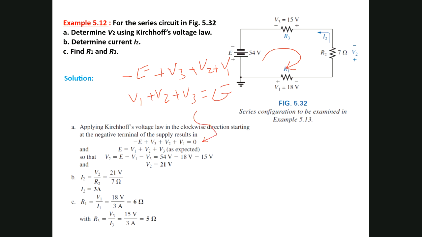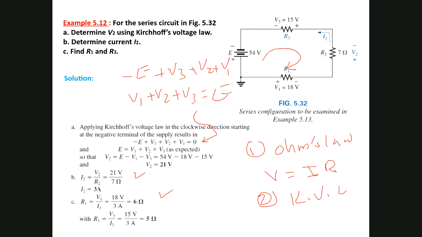Then you can find the I1, I2, and the other unknowns by using Ohm's law. So this is the idea of the Kirchhoff voltage law. Now we have two ways to find the voltage. One, by using Ohm's law, I can find the voltage, which is I times R. The second one is by using Kirchhoff voltage law.